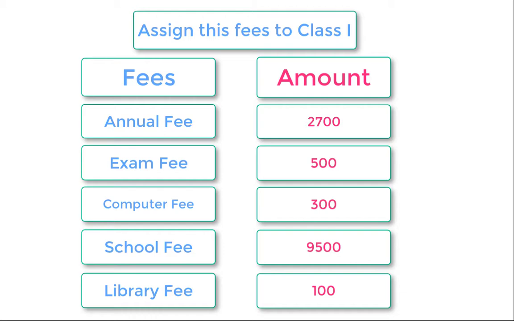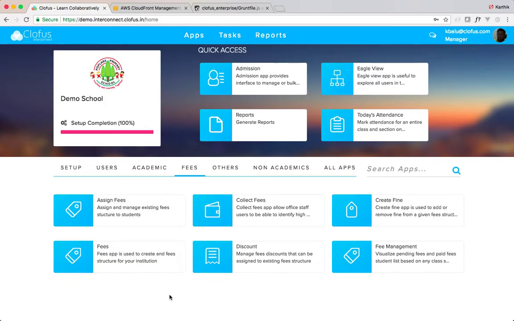A school could have a fee structure like annual fees, exam fees, computer fees, school fees, library fees, like that. We will assign this fee structure to the class or the batch instead of to the students, because students come and go, but the classes and the fees remain. So the fees are not attached to the students, they're attached to the class or the batch. So let's do this now.